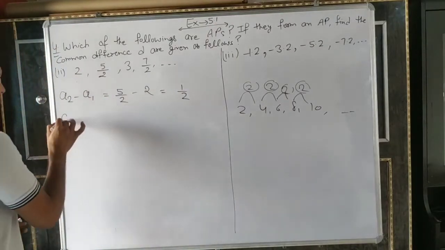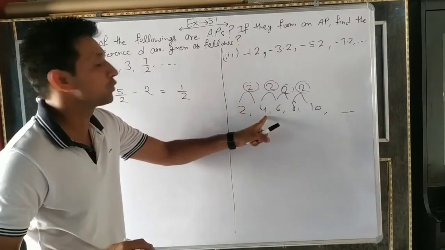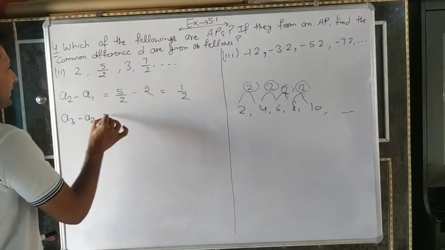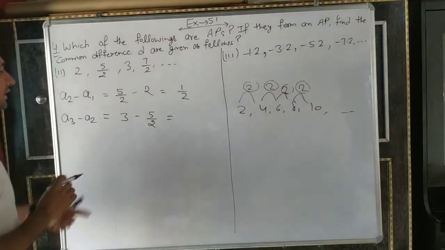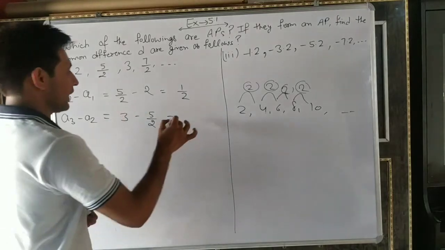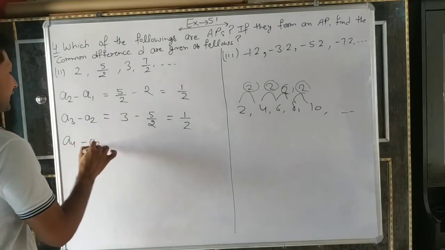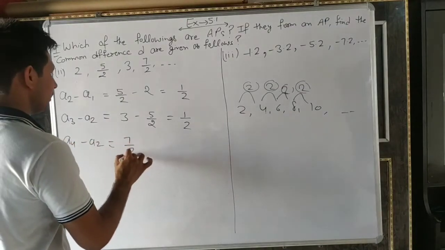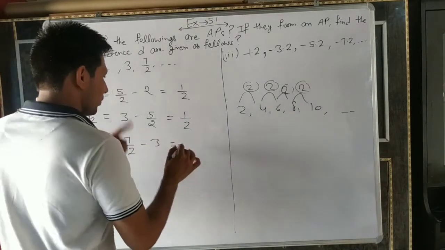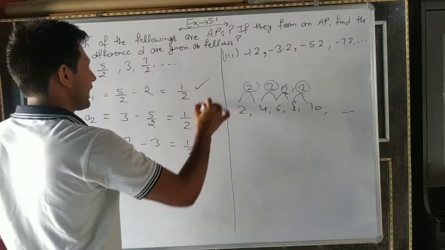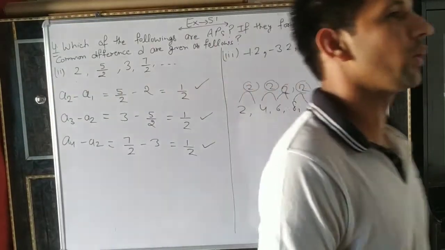Next is a3 minus a2. a3 is 3, a2 is 5 by 2. 3 times 2 is 6, 6 minus 5 is 1, so 1 by 2. Next is a4 minus a3: 7 upon 2 minus 3. Again 3 times 2 is 6, 7 minus 6 is 1, so 1 upon 2. So we observe that every time the common difference is 1 upon 2, 1 upon 2, 1 upon 2.